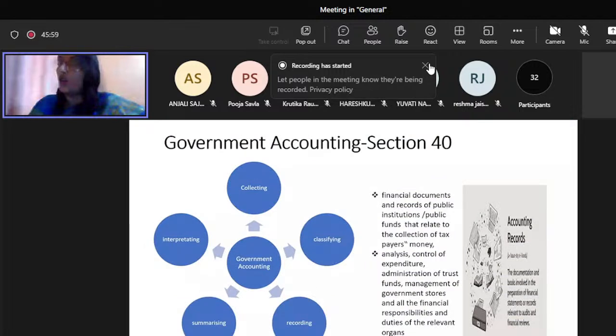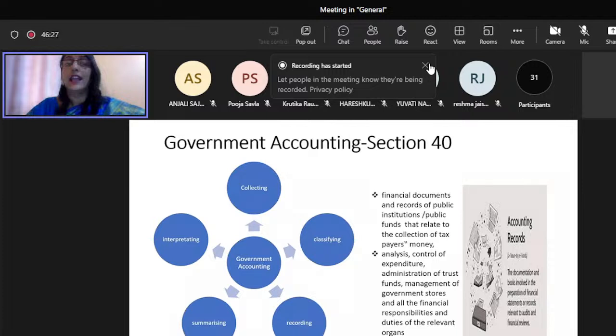So government accounting under section 40, again the same government accounting is done. We have to record, classify, summarize, and interpret all these financial transactions as per government accounting. But this is more, because why? Because in case of a private organization, we are recording only the financial transactions related to that organization. But in case of government, they are responsible for the taxpayers.